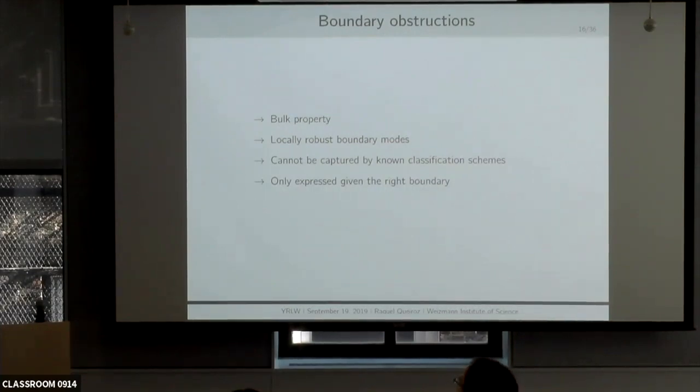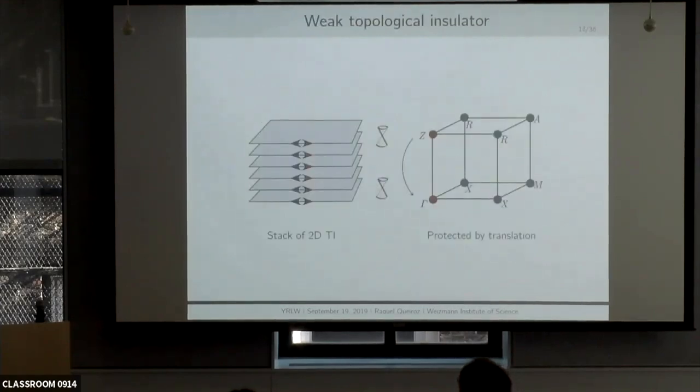So this is a new concept of topology that we need to also consider. You can think, okay, this is an atomic insulator, maybe this is not so topological, but let's look at a system that is in its true way topological, in the sense that I cannot build localized wave functions for my states. And let's look at a weak topological insulator. In a weak topological insulator, it's basically a stack of 2D TIs.